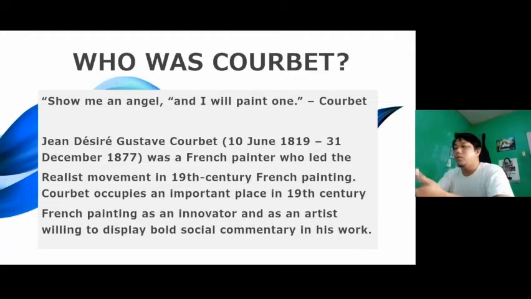So, Courbet occupies an important place in 19th century French painting as an innovator. So, kapag sinabi natin ng innovator, something like gumagawa ng mga panibagong paraan para perform yung isang movement na ginagawa nila. Then, as an artist who will display old social commentary in his work. So, willing siyang magbigay ng kanyang commentary. Very vocal siya sa mga gawa niya.